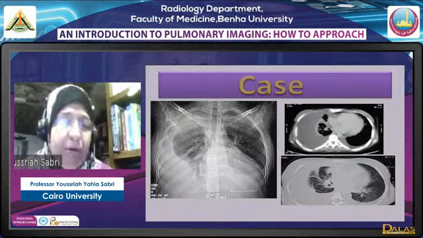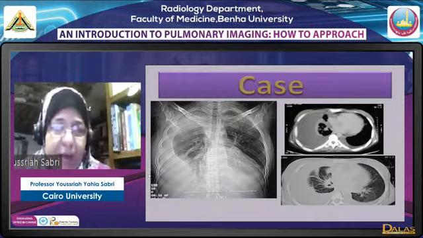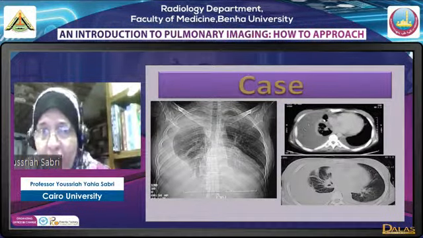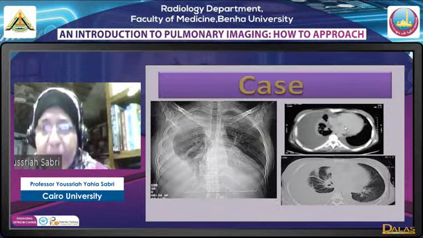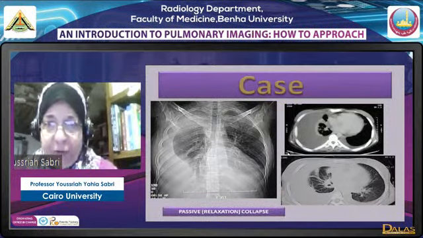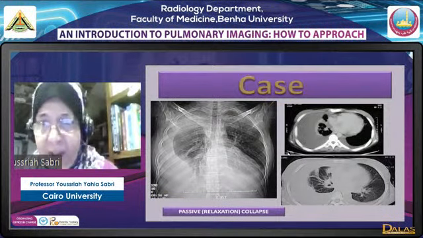We'll shift to another type of collapse actually. You can see here in the axial images, massive effusion compressing the lung. The lung is still aerated, and we have contralateral mediastinal shift. So this type of collapse is called passive collapse or relaxation collapse. Why do I call it as such?